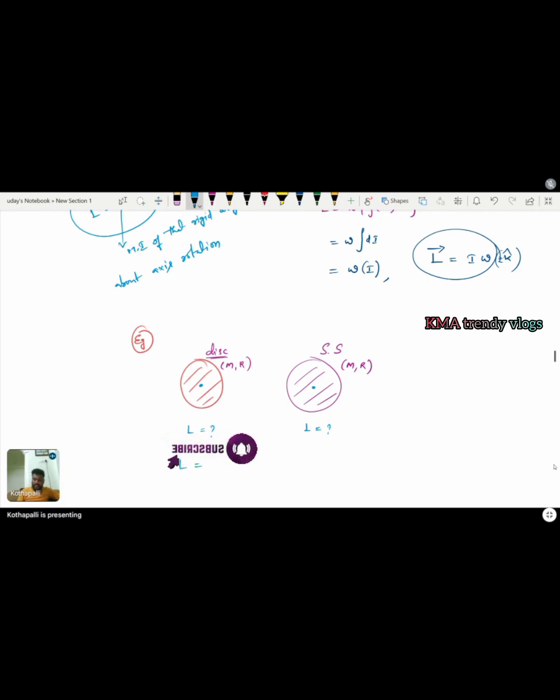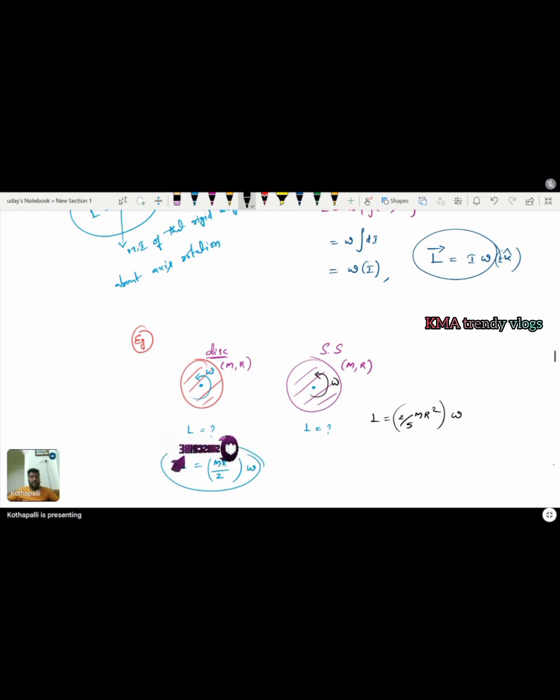What is the moment of inertia of a disk about its own axis? If it is rotating with angular velocity omega, it is 2 by 5 MR squared into its angular velocity omega. Got it? So whenever rigid bodies are given in pure rotation, the angular momentum is simply considered to be I omega. L is equal to I omega.